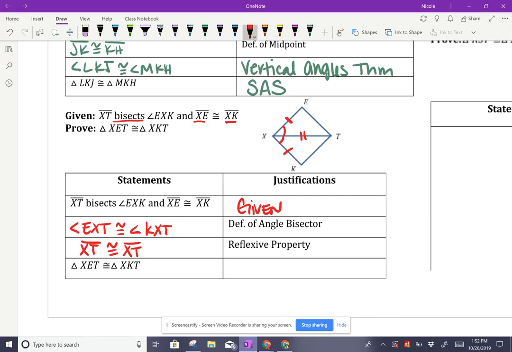And then if we look at what we have, we have a side, we have an angle, we have a side. So by side, angle, side, again, our two triangles are congruent.